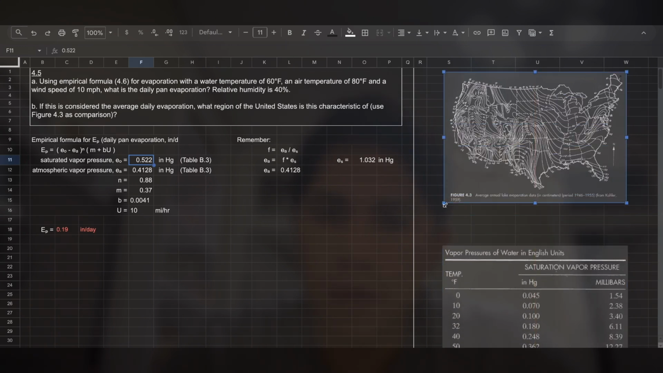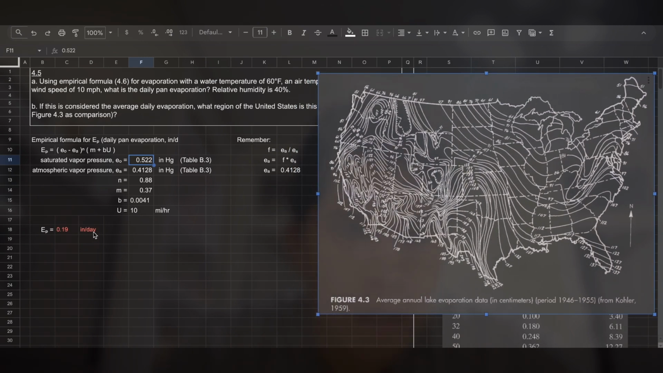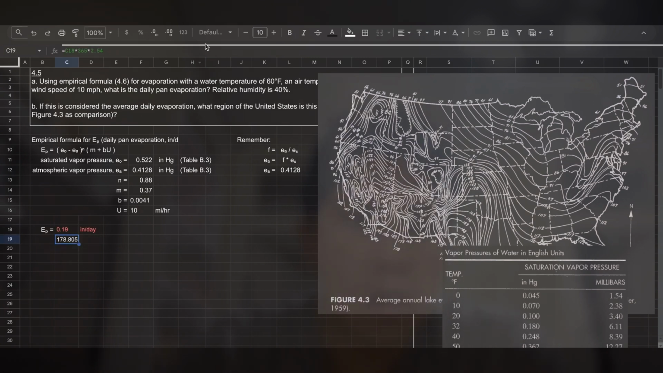So I got figure 4.3 right here. So we got 0.19 inches per day. In this figure, we are given the values in centimeters annual. So we need to get this in centimeters per year. And to do that, we need to multiply by 365 days. And then we need to get it in centimeters, so we multiply by 2.54. And that's about what it will be, centimeters per year.